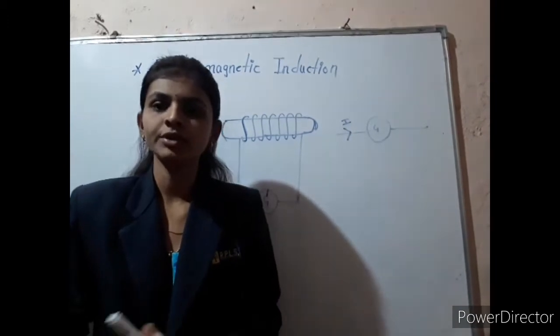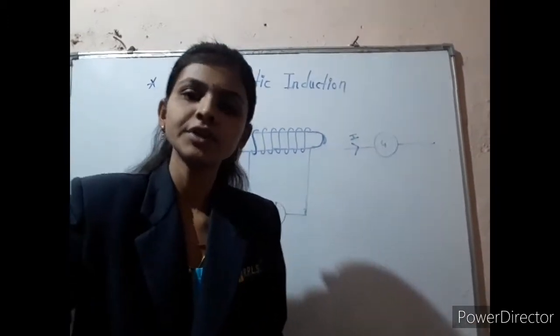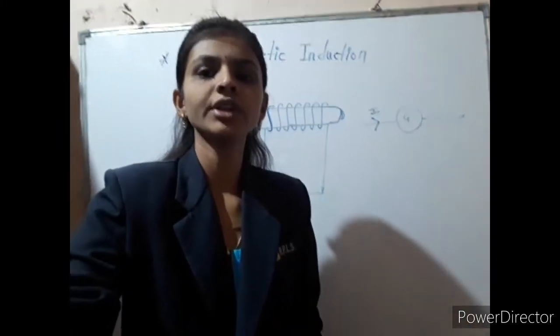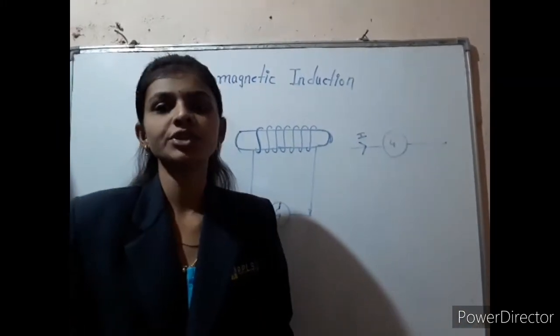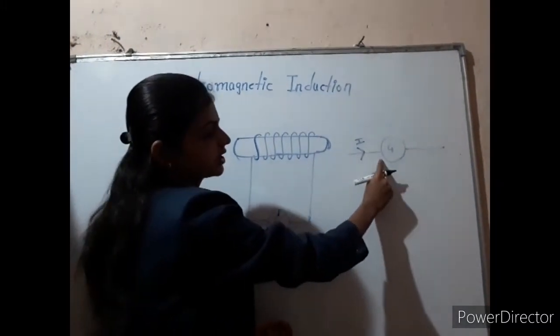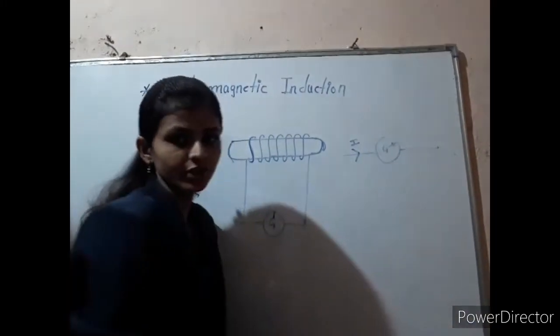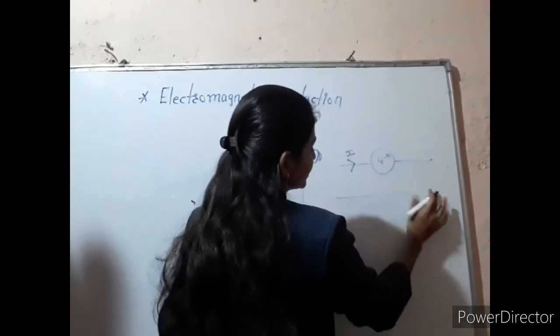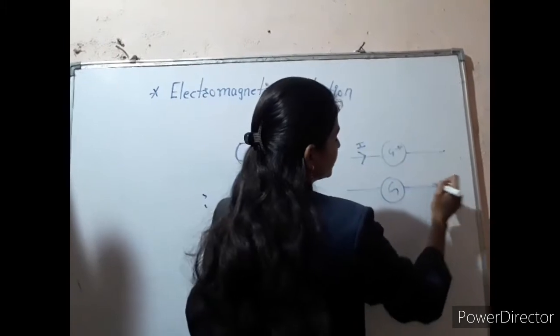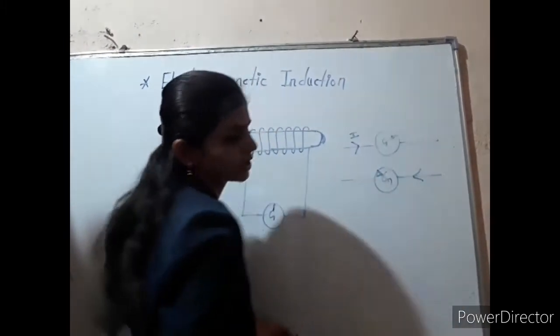By using the galvanometer we can find out whether current is flowing through the circuit or not, and by using the galvanometer we can also find out the direction of the current, in which direction current is flowing. Suppose in this case the current is flowing in this direction, so that time the galvanometer shows the deflection in this direction. In the second case again you just see, if the current is flowing from this direction, so again the galvanometer is showing the deflection in this direction.